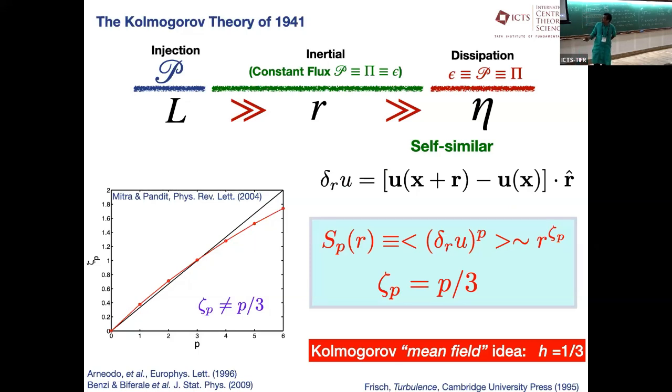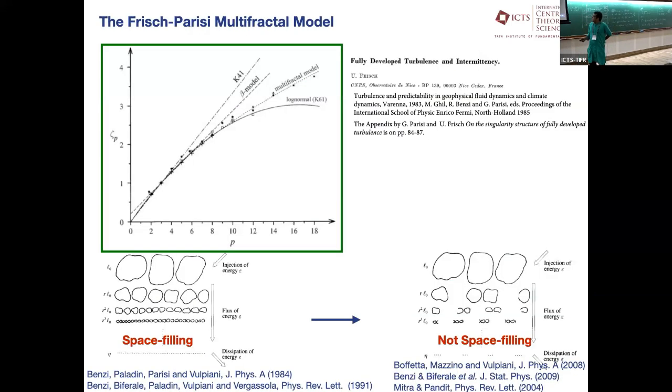However, and this is data from Rahul and Ruba many years ago that I've replotted, when you actually measure these exponents, you end up seeing that the p/3 is certainly not really valid. So one goes back to the Frisch-Parisi multifractal model, and this is not a tutorial, just for the sake of completeness. Then you break this space-filling picture with a not space-filling picture, and that gives you a handle. It's not really a microscopic theory, but it gives you a handle to understand where this departure from the Kolmogorov mean field ideas happens.